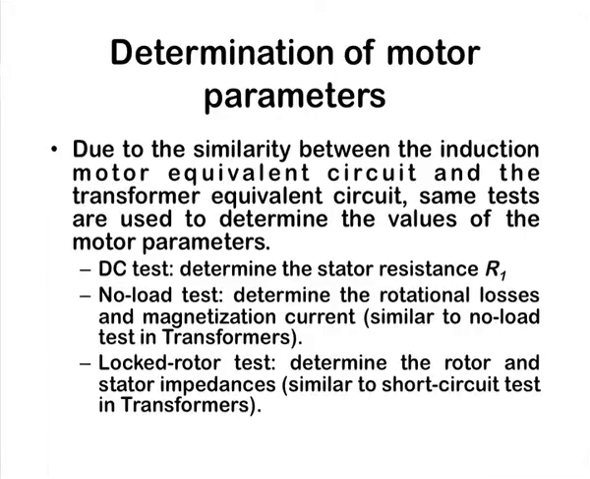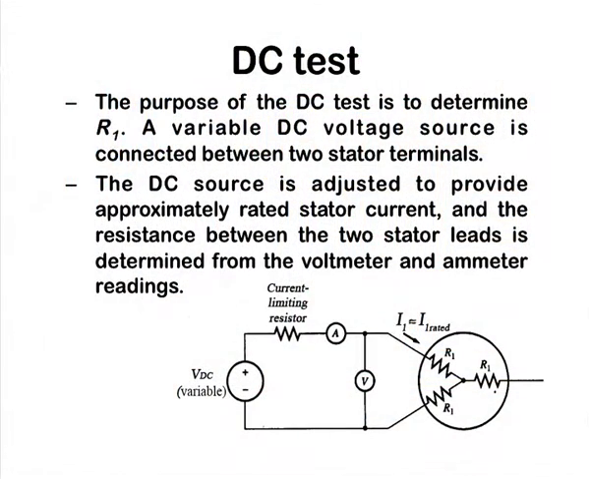The third test is known as blocked rotor test, also known as locked rotor test. It is used to determine the rotor and the stator impedance, similar to the short circuit test in transformers. Now, let us talk about these tests. The first test is known as DC test. The purpose of DC test is to determine the stator resistance R1.